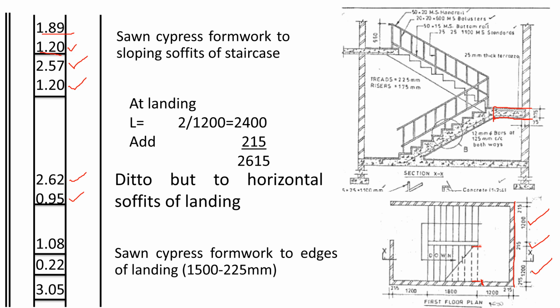We shall do formwork for here 0.22. Then we shall do formwork for all this side. We shall get 30, 50, the total of this one. So it shall be 3.05. You may ask yourself, why are we doing for both sides?